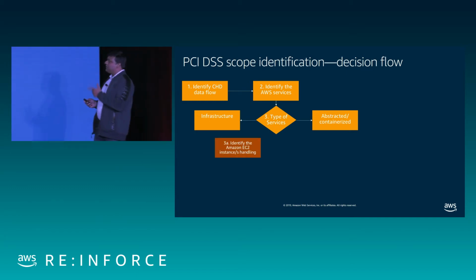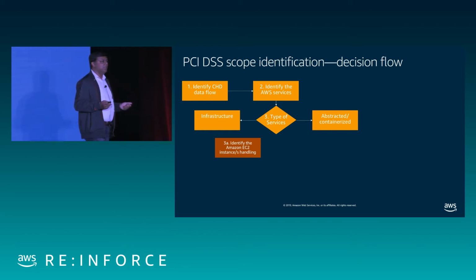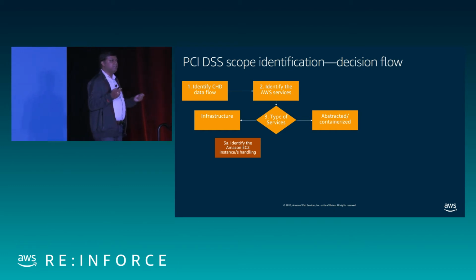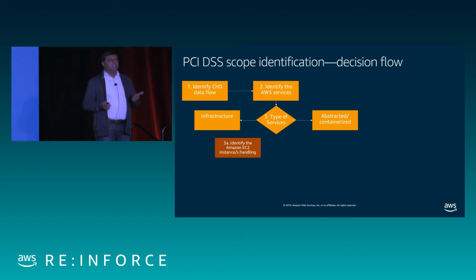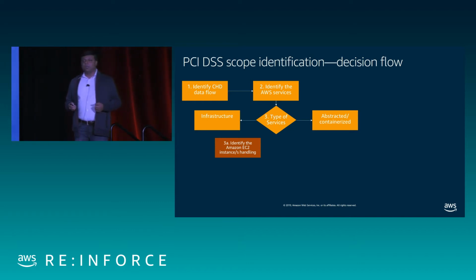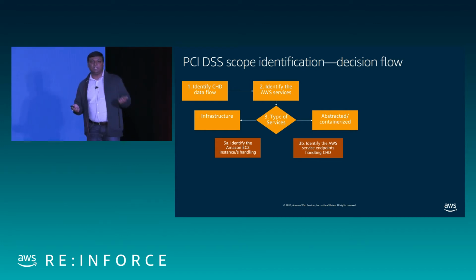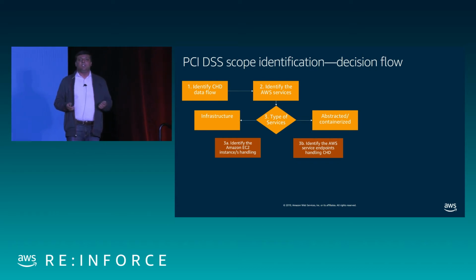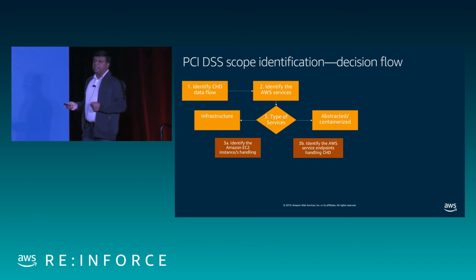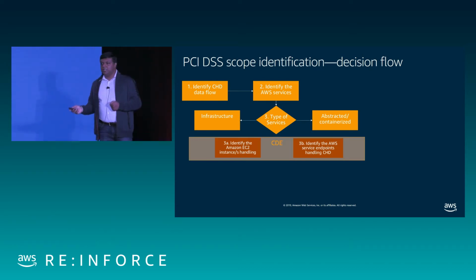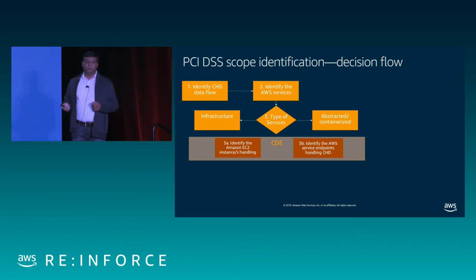So for infrastructure services, we identify the EC2 instances that are handling credit card data. So we have a list of those EC2 instances. If it is abstracted service, we identify the endpoints of those service that is handling CHD. Once this is identified, this forms your cardholder data environment or the core of your scope.